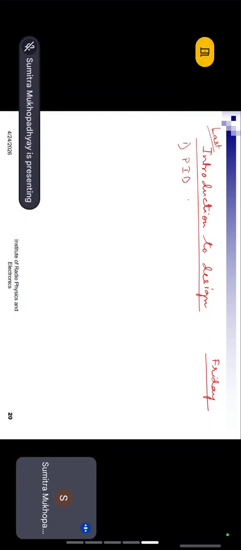This is the last chapter we will be studying. Under this chapter we will be studying whatever is in the syllabus, PID controller, proportional integral derivative controller.